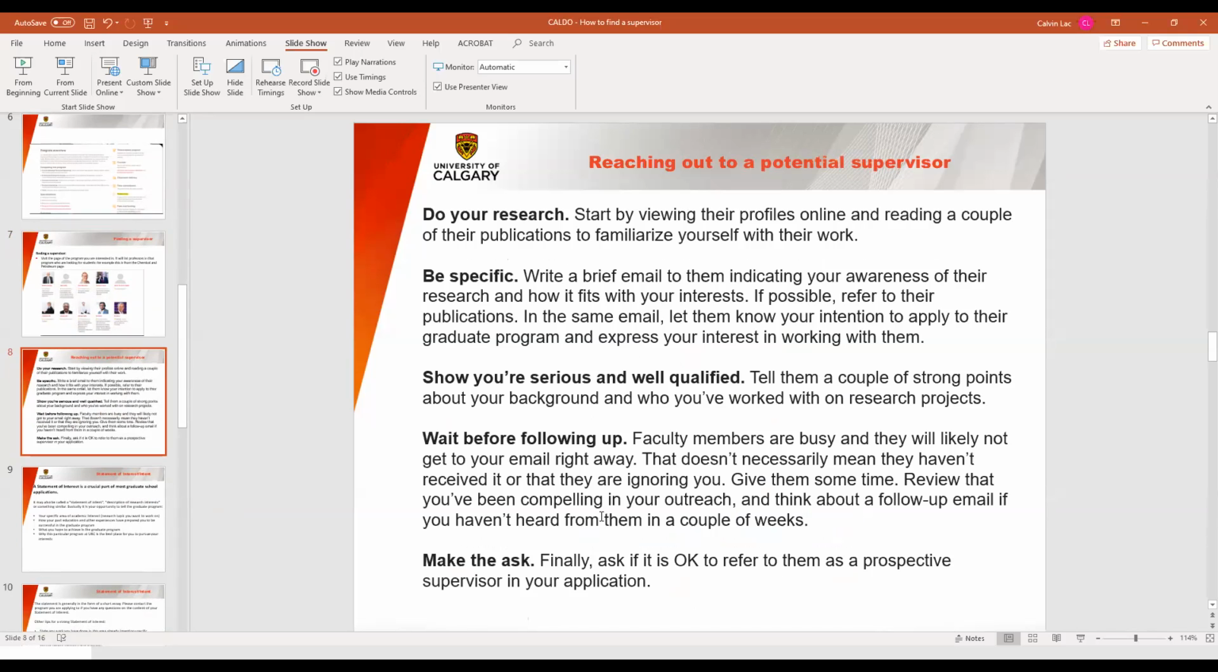In the same email, let them know your intention to apply to the graduate program and express your interest in working with them. Show them that you're serious and well qualified. Tell them a couple of strong points about your background, maybe who you've worked with on research projects, and wait before following up. I know sometimes when you email a professor, you would like to have a response in a couple of days, but professors are very busy. Sometimes you might not get a response back in a week, maybe 2 weeks. Send them a follow-up email and remind them of your interest in having them supervise your research. And make the ask if it's okay to refer to them as a prospective supervisor in your application.